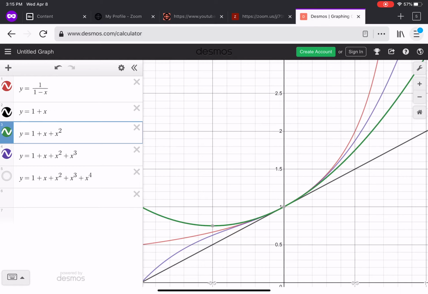You can see the purple gets even closer to the red, but it's still not quite on it. And then I'm going to do one more. The blue, that's to the fourth power, it gets even closer to the red, but again, isn't quite perfect.